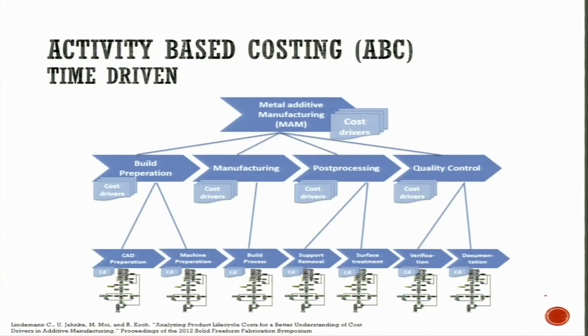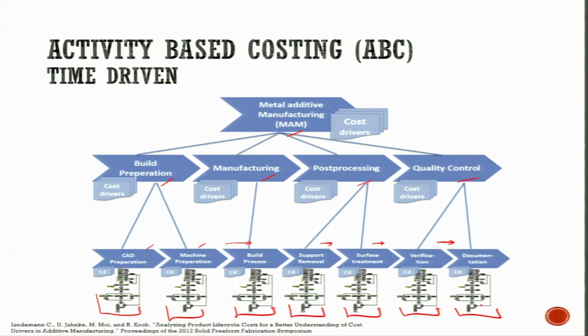Now, this is how it is mentioned in this illustration as well, that in metal additive manufacturing, the build preparation is there, in which CAD and machine preparation is there, then manufacturing, post-processing, quality control, and the same processes which I mentioned in the previous slide are mentioned here. And for each of them, there is a separate process. In itself, it is a process. It has steps which are to be laid properly before doing it. This is why it is known as a well-structured costing system.